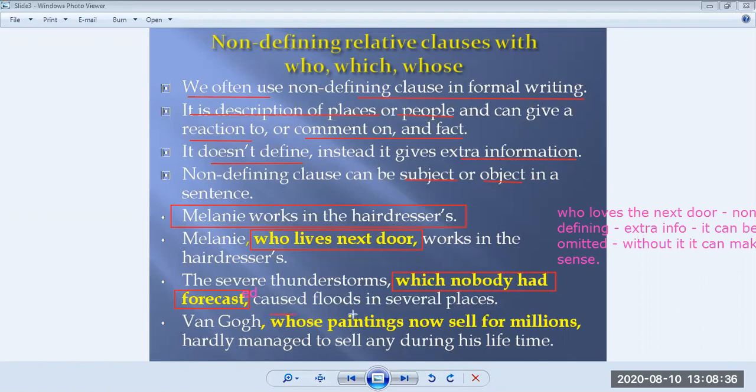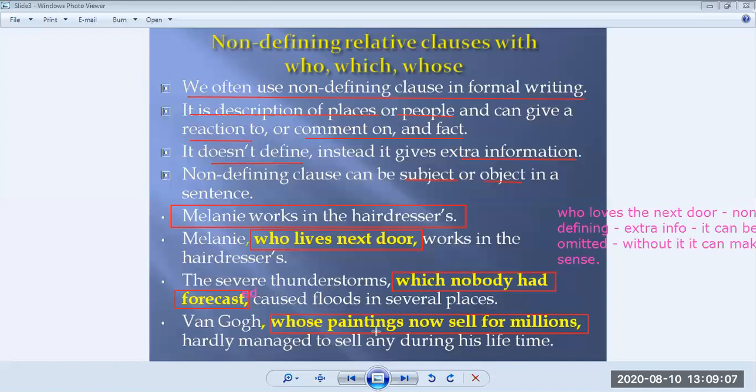So let's say, whose paintings now sell for millions. Now here, Van Gogh hardly managed to sell any during his lifetime. The main idea of the sentence is that Van Gogh didn't sell his paintings well during his time; his paintings didn't help him much in his lifetime. That's the main idea. But there is another idea, whose paintings now sell for millions. This part gives just extra information about Van Gogh's paintings.